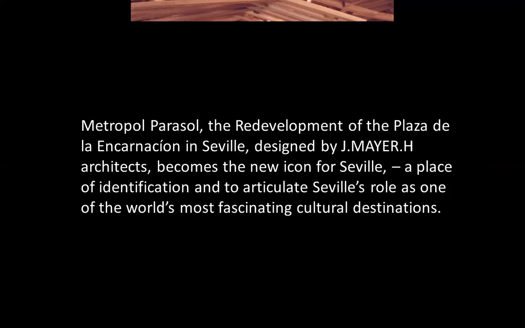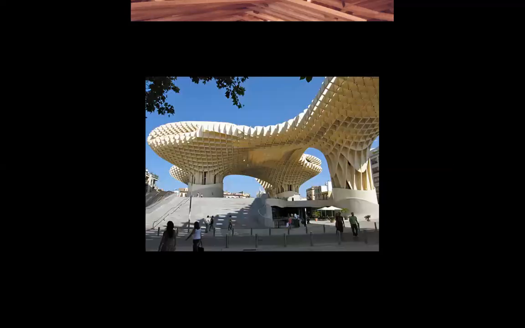Now we arrive at this German architect who is our contemporary and who built this amazing structure called Metropol Parasol, the redevelopment of the Plaza de la Encarnacion in Seville, in Spain, which became the new icon for Seville, a place of identification and to articulate Seville's role as one of the world's most fascinating cultural destinations. And here it is, and it was built, yes, using Grasshopper.